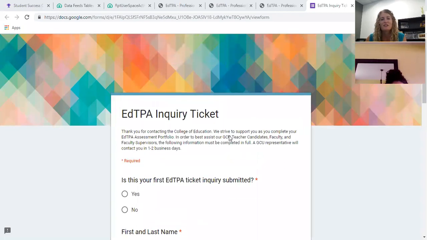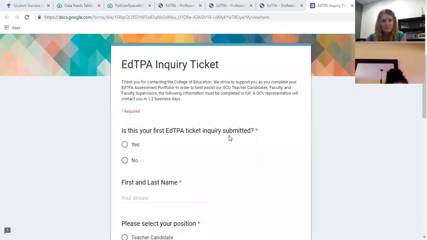No, I see you. Okay, this is what the ticket looks like. Okay, I see it now, yes.